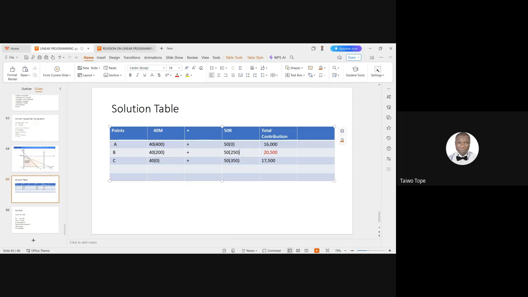What are you going to say? The optimal unit will be to produce 200 Maso and produce 250 units of what? Of Russo. When you produce this combination of products, it will now be what?